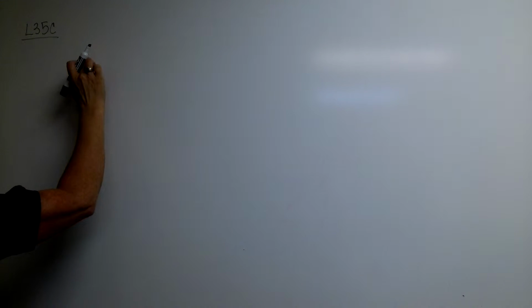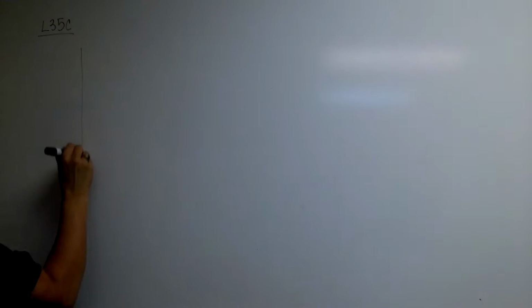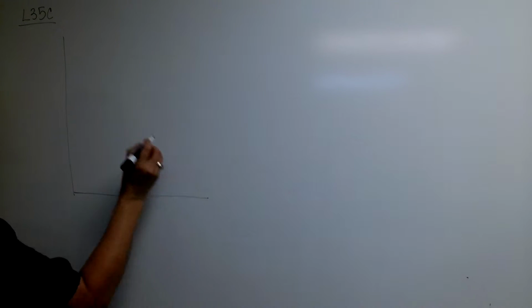This is Advanced Math, the C section of Lesson 35. And we have, for a while, been finding the distance between 2 points, and we use the Pythagorean theorem to do that. And we want to develop a general formula, a general pattern for how to do that.